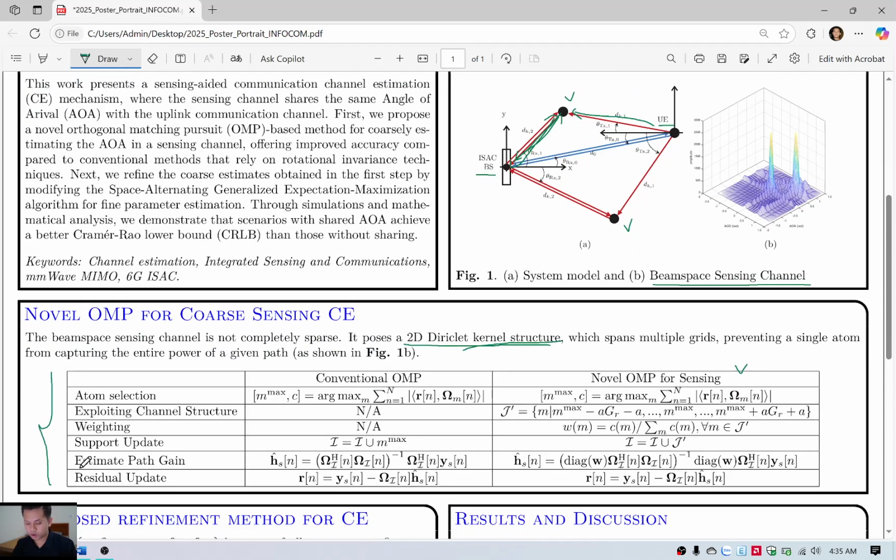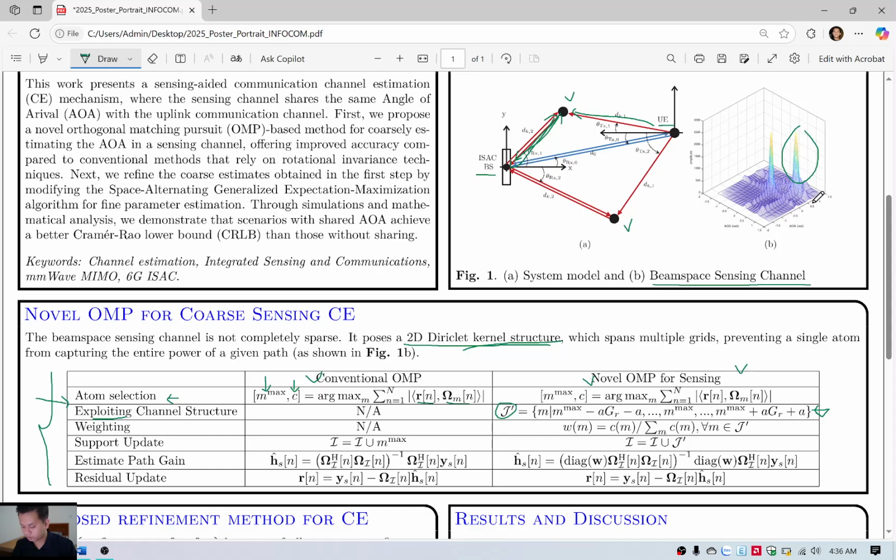This table compares our method to the conventional OMP algorithm. You can see that both algorithms start with an atom selection step. It calculates the correlation between the residual Rn and the atoms in the sensing matrix omega m, and takes the maximum value at the position m. Compared with conventional OMP, our method has an extra step to exploit the channel structure. We put multiple atoms into a set J prime. Those atoms would belong to the main lobe of one given path.